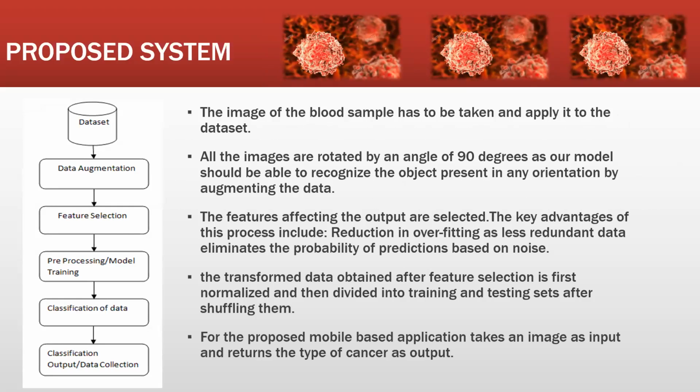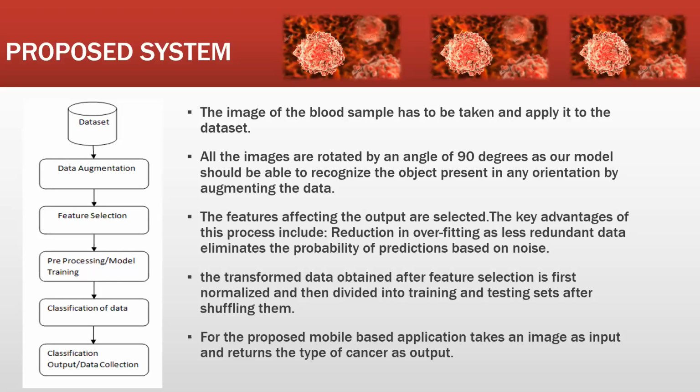In the data set, the image of the blood sample has to be taken from the patient and added to the data set. After taking the image of the blood sample from the patient, next we move on to data augmentation. In the data augmentation process, all the images are rotated by an angle of 90 degrees, as our model should be able to recognize the object present in any orientation. After the recognition of the object, next we move on to feature selection.